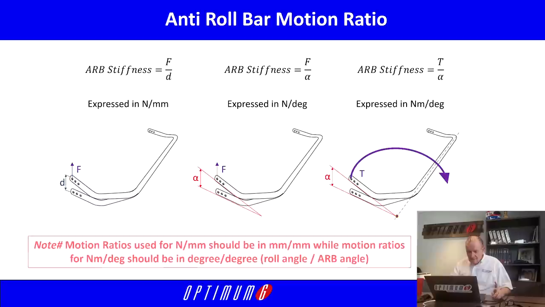But be careful that if you are using F, a force, which is versus a displacement, then the motion ratio must be wheel movement divided by anti-roll bar edge movement. If you are using Newton meter per degree to characterize the anti-roll bar stiffness, you need to use degree per degree of roll angle versus anti-roll bar angle.